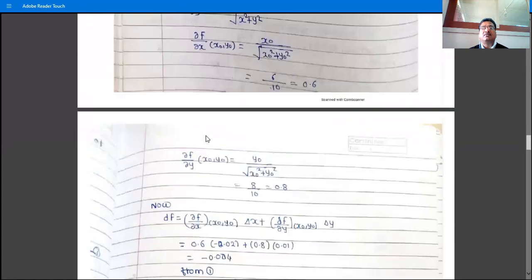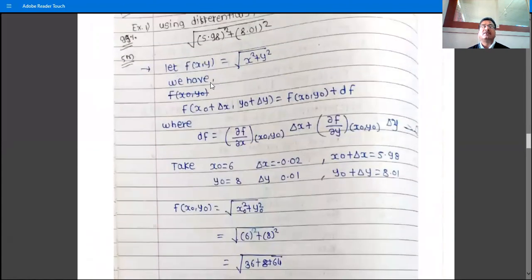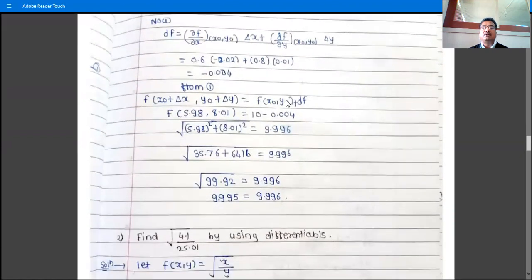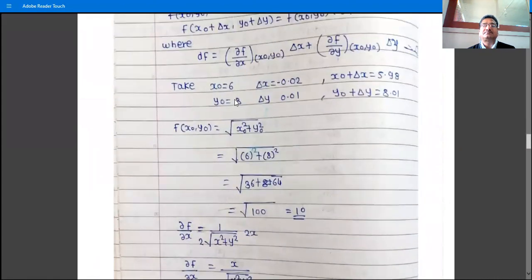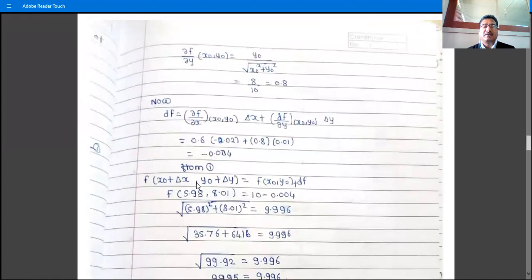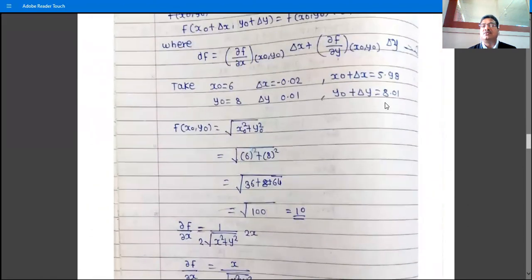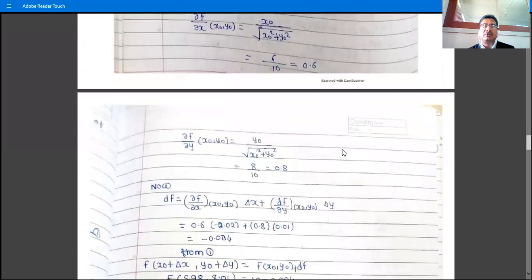And then we write f of x naught plus delta x, y naught plus delta y is equal to f of x naught, y naught plus df, right? This formula. And substitute the values. Value of f of x naught, y naught is 10, minus value of df is minus 0.004. And therefore, what is this? x naught plus delta x is 5.98. And y naught plus delta y is 8.01.